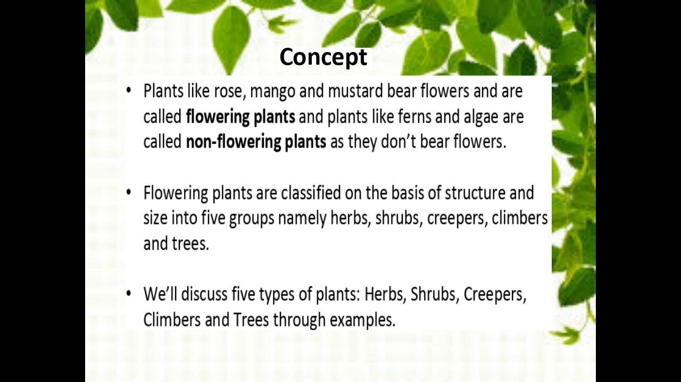Right? So now we are going to study about these flowering plants. The flowering plants are further divided into 5 categories. They are herbs, shrubs, creepers, climbers, and trees. These are the 5 categories. Thus, the flowering plants have been divided.